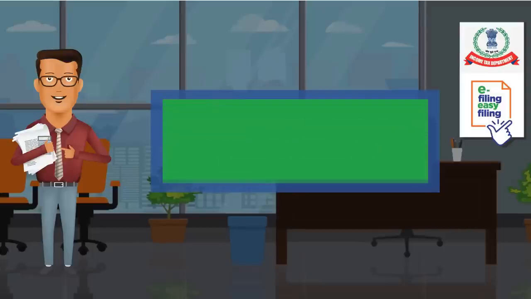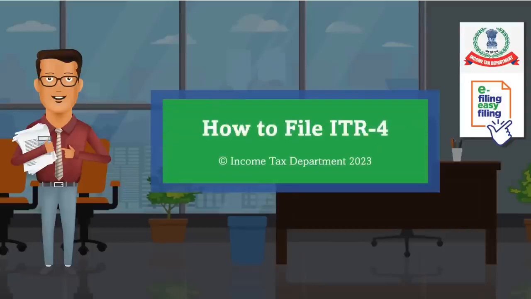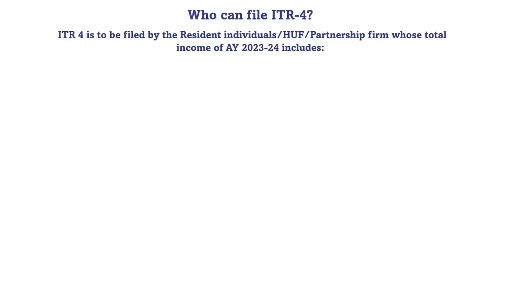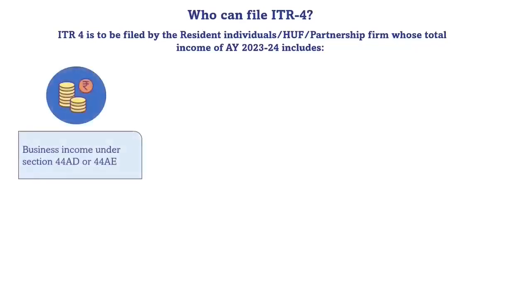This video is on how to file ITR 4. ITR 4 return is required to be filed by the resident individuals, HUFs or partnership firms whose total income for assessment year 23-24 includes business income under section 44AD or 44AE.